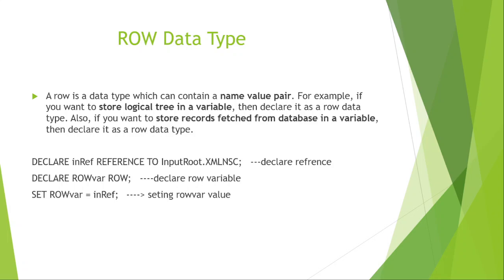Because even in a database there are lots of rows, right? So if you want to store lots of rows under a variable, then you can use the row data type. Or if you want to store some logical tree, then you can use the row data type. And this is the syntax for how we can declare it: row var equal to row. This is how we can declare, and we can further set the value under the row variable. Okay, all this we will see using the toolkit.